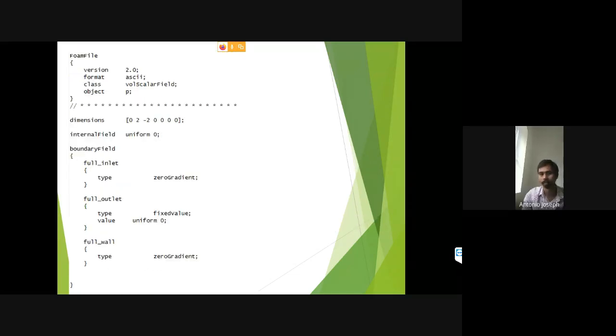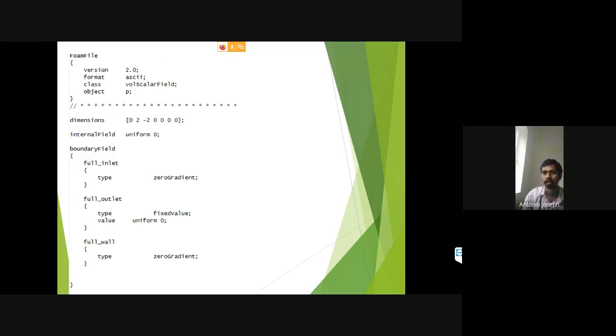Now, next is the case of pressure. In the pressure, we are giving the inlet a zero gradient value because we are not specifying the pressure value, since we had already given the velocity value. In the case of the outlet, we are specifying it as zero. That means ambient. The pressure is gauge in this particular case. So gauge pressure, 1 atmosphere of pressure, is zero. So I am specifying it as zero.